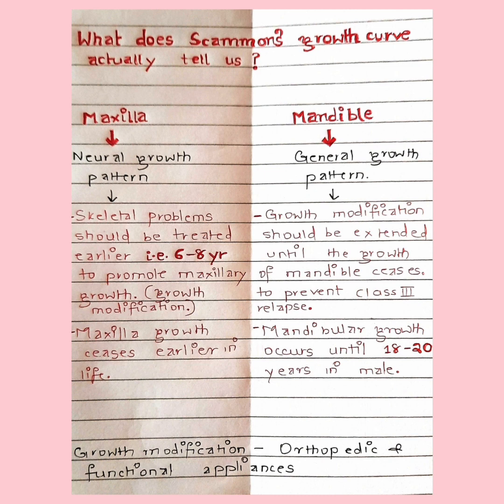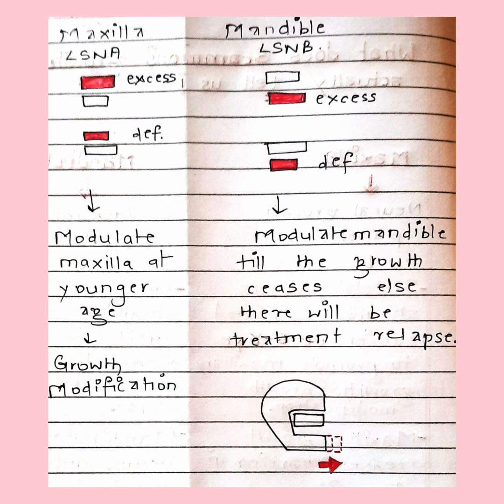To conclude, on the left side, if the SNA angle is more, that is the maxilla is in excess, or the SNA angle is less, that is the maxilla is deficient, it is important to start growth modification at a younger age, that is at 6 to 8 years of age.